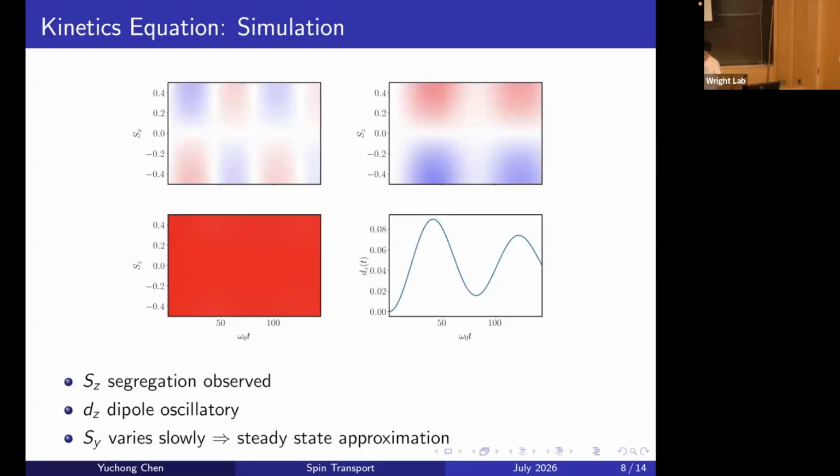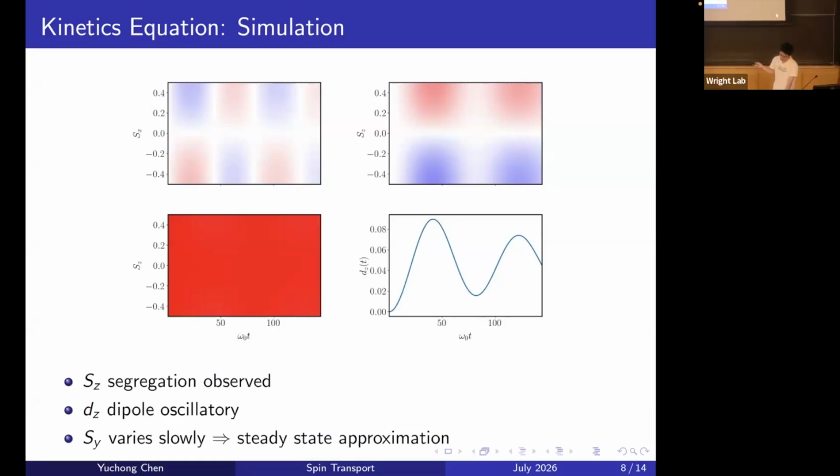So if we simulate via the kinetic equation, we can see on the upper right that the spin segregation dynamics is well predicted. Everything in the upper half of the box is spin up, and the lower part is spin down. So we are able to predict this via the kinetic equation. But there are other things that we should notice.